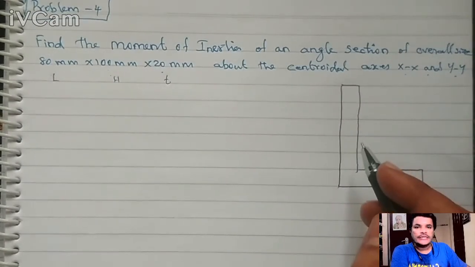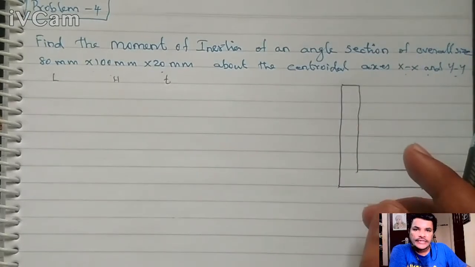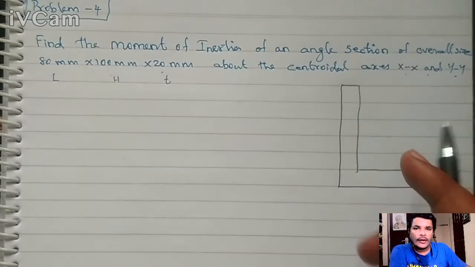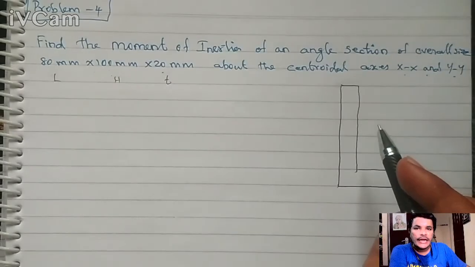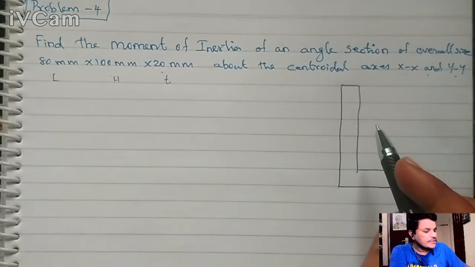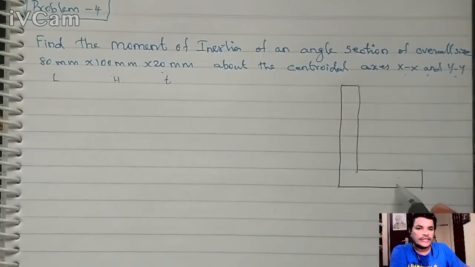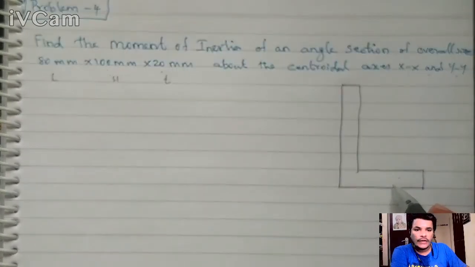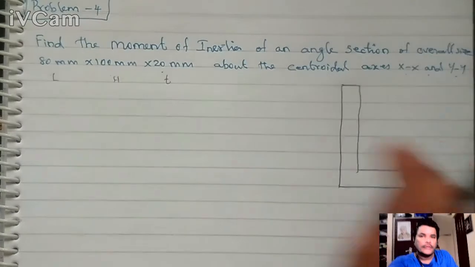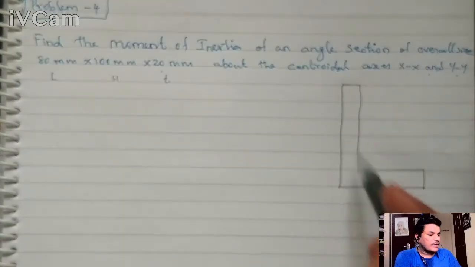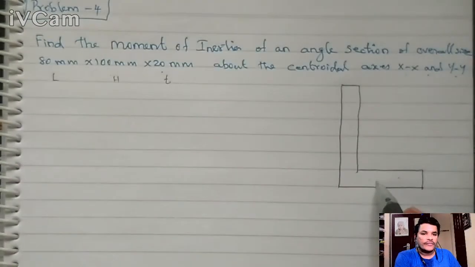In angle sections there are two categories: equal angles and unequal angles. Equal angles means the two legs have equal dimensions, that is the lengths of both legs are equal, and in unequal angles one of the legs differs from the other.